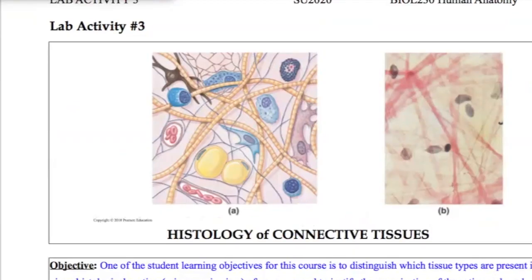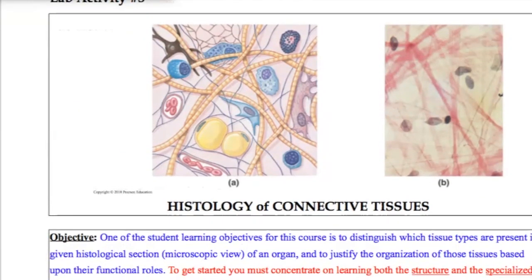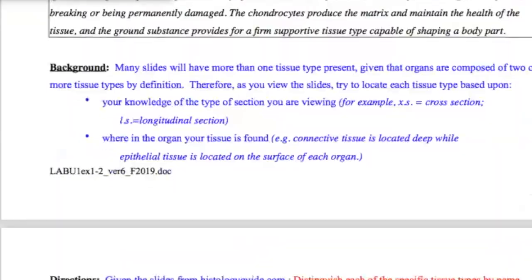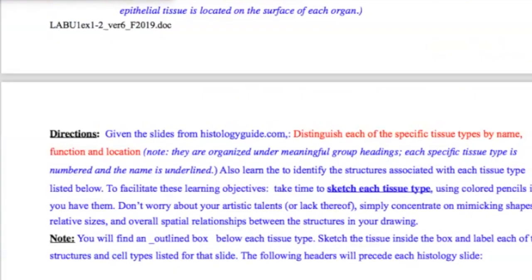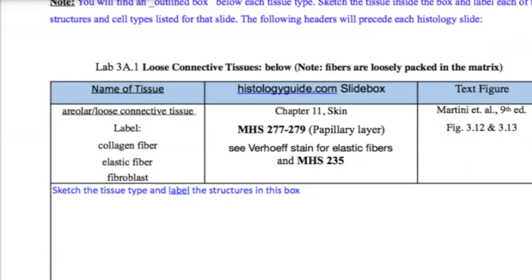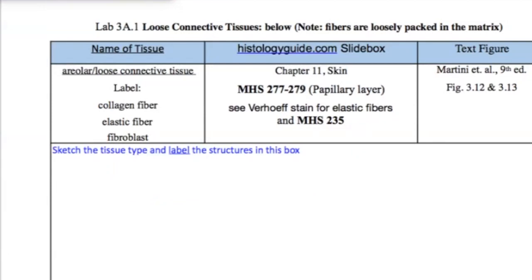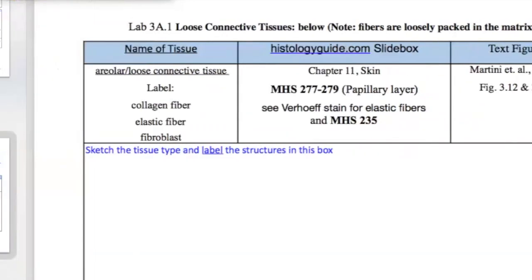For lab three, we're looking at the histology of connective tissues, and it's got a little instructions here. What you should ideally do is draw some of these samples that you see right here and label everything within here. All of these are what is going to be on the practical, so the more familiar you are with them, the better you'll do on the practical. Here, we're going to start with this chapter, skin.